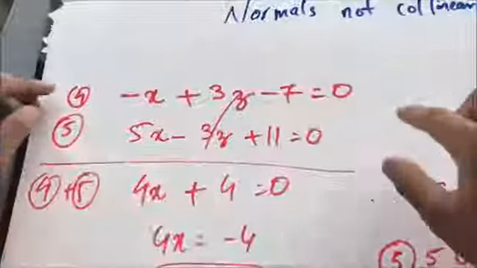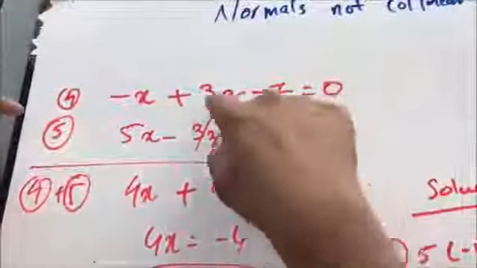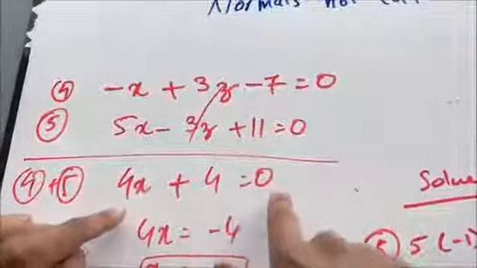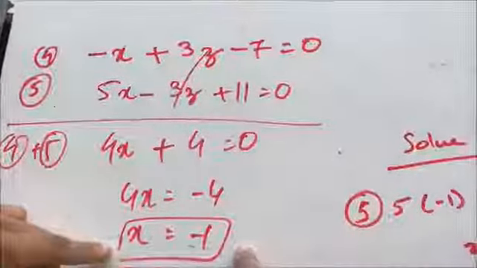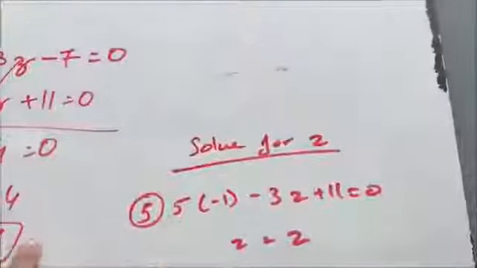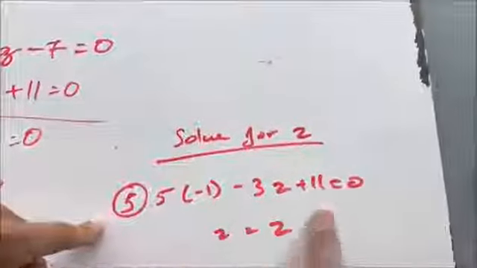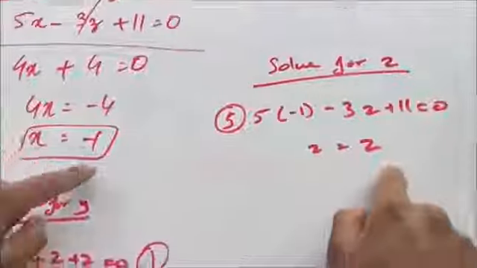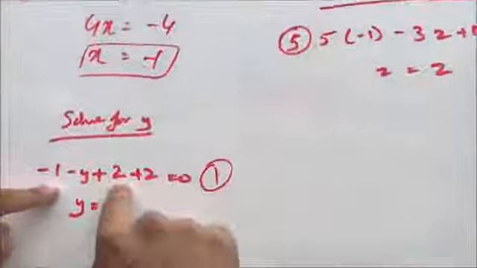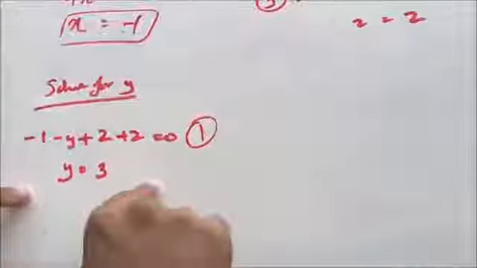So now with equation number 4, we basically just add them together to eliminate z. So we get 4x plus 4 equals 0. Then we solve for x as negative 1. Then we sub that x value into equation 5 and we solve for z as 2. Then we sub x and z values accordingly into equation 1 and we solve for y, which is 3.